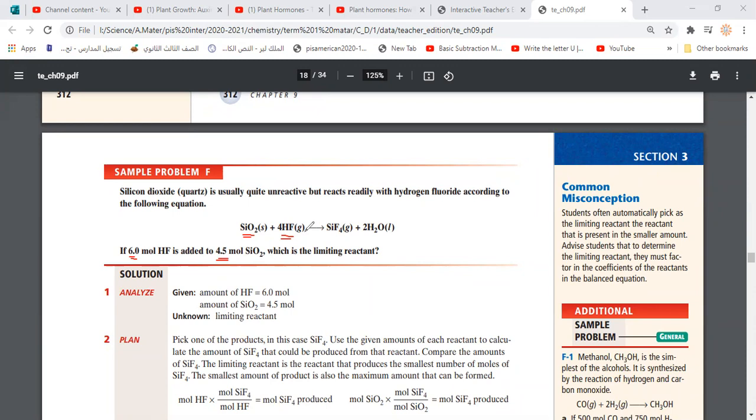The steps that you follow to predict or to find out that the... 1 mole of silicon reacts with 4 moles of hydrogen fluoride to create one silicon dioxide. Good. Okay, you said that 1 mole of these reacts with 4 moles of these. I agree with you. But how do you know that you are in the lab, you don't have plenty of these?